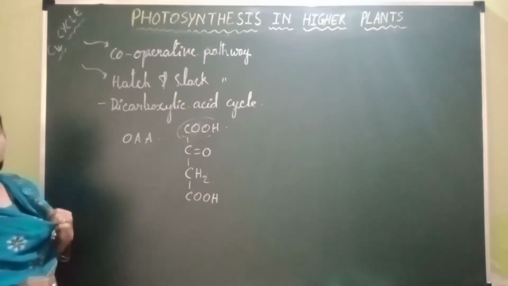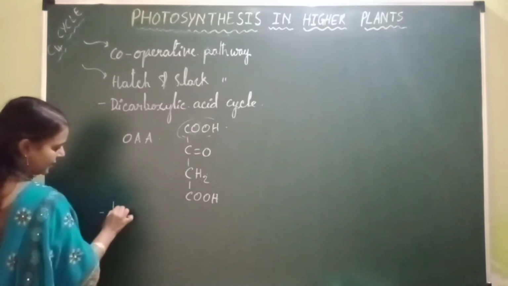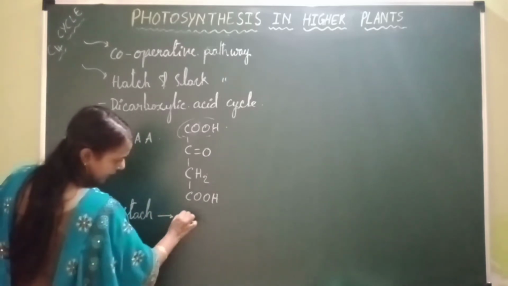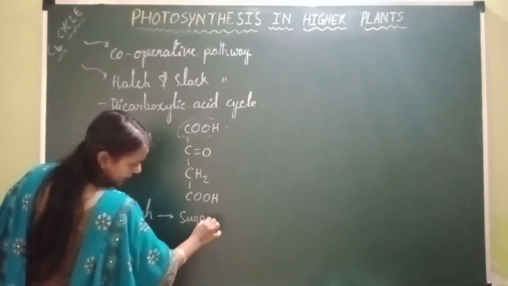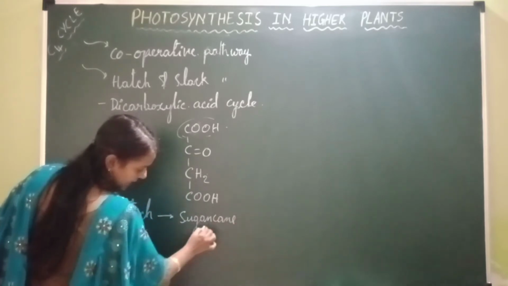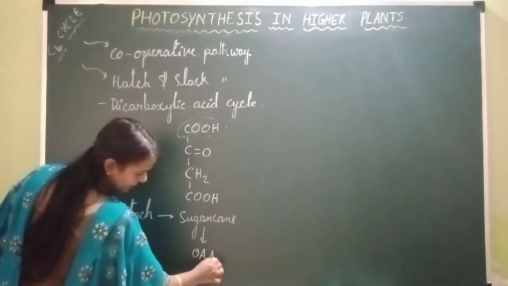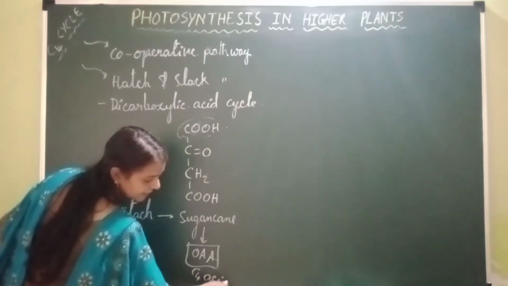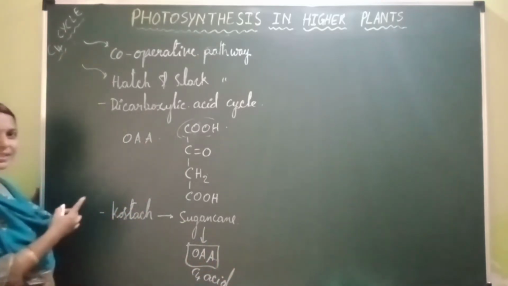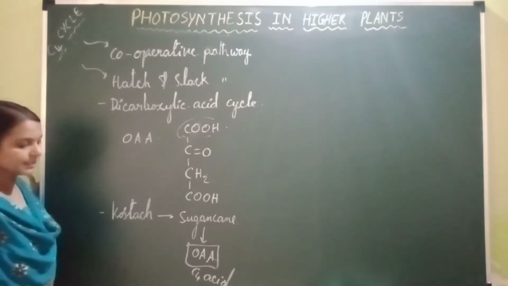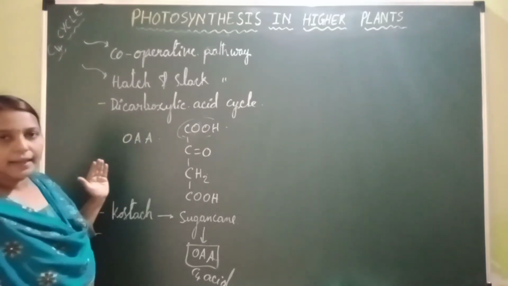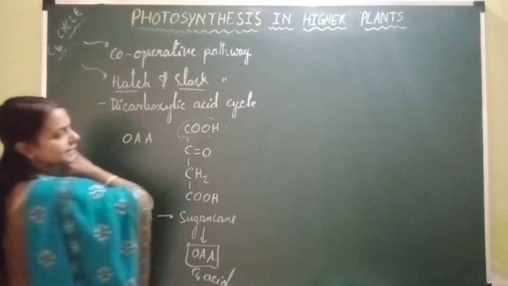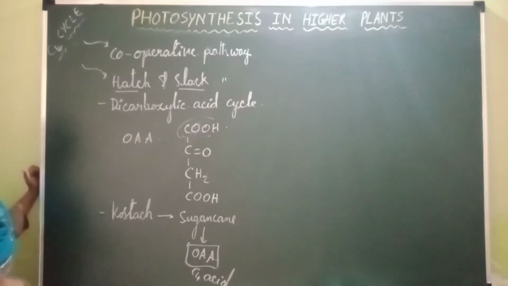For the first time, a scientist named Kortschak observed in the sugarcane plant that there is formation of oxaloacetic acid, which is the first carbon dioxide fixation product, a C4 acid. Hence this pathway is called the C4 pathway, and the plants which exhibit this pathway are called C4 plants. But the details of the entire pathway were given by Hatch and Slack. Hence it is called the Hatch and Slack pathway.